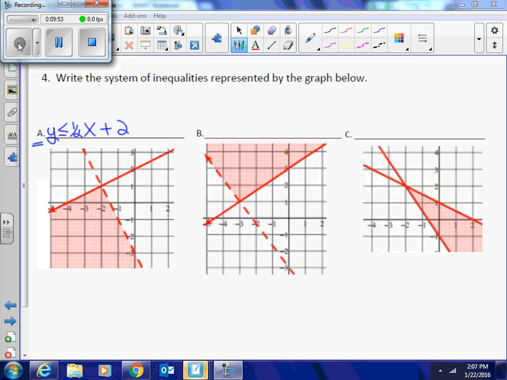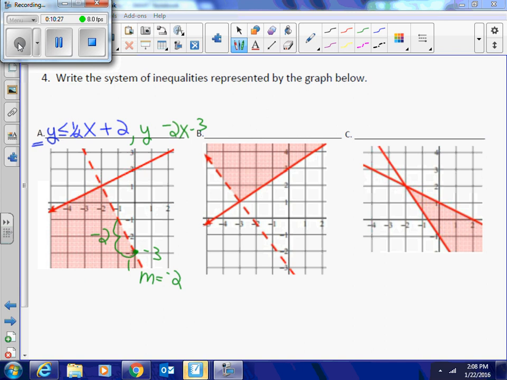For the dotted line, I can see this line is going downhill and I have a negative slope. My y-intercept is down here at -3. And if I fall 2, I can run forward 1. So I'm falling 2 and running forward 1. I've got a slope of -2. So I know the boundary line is y equals -2x minus 3.